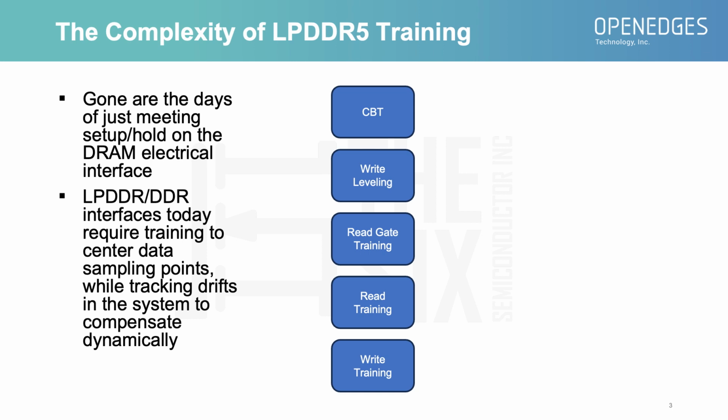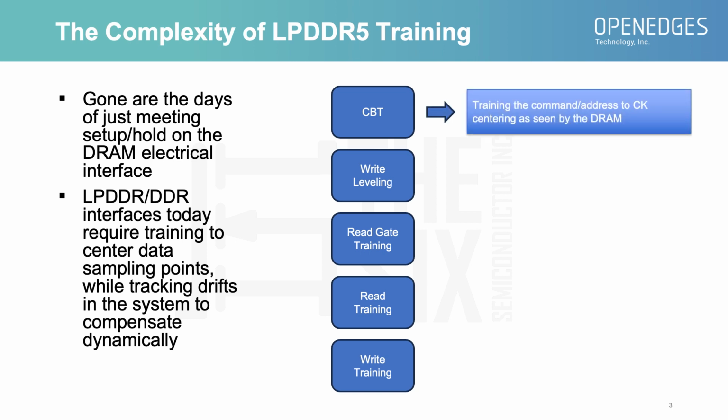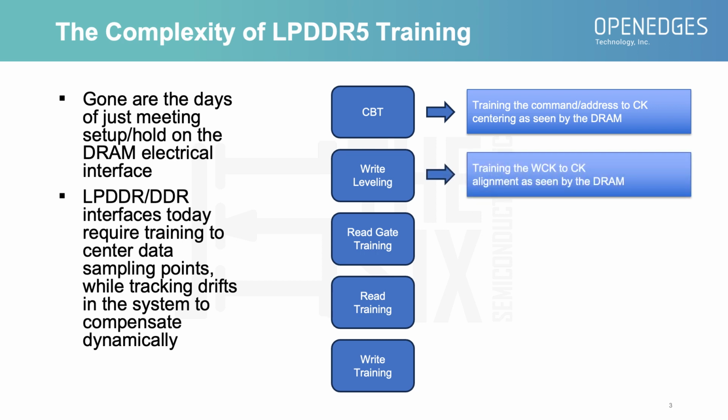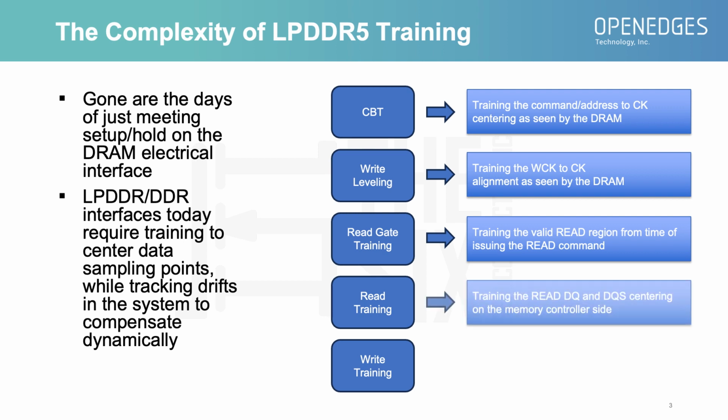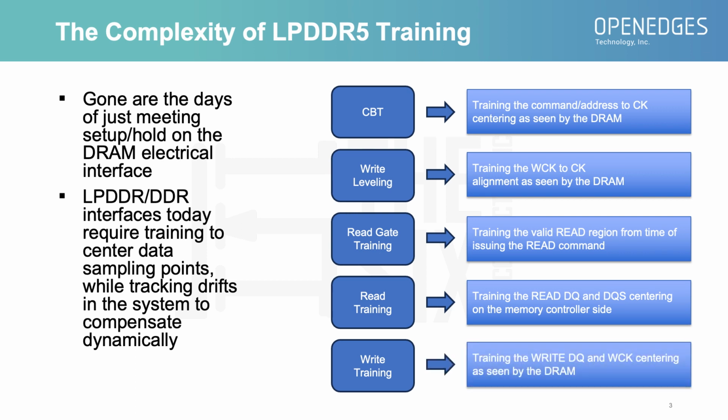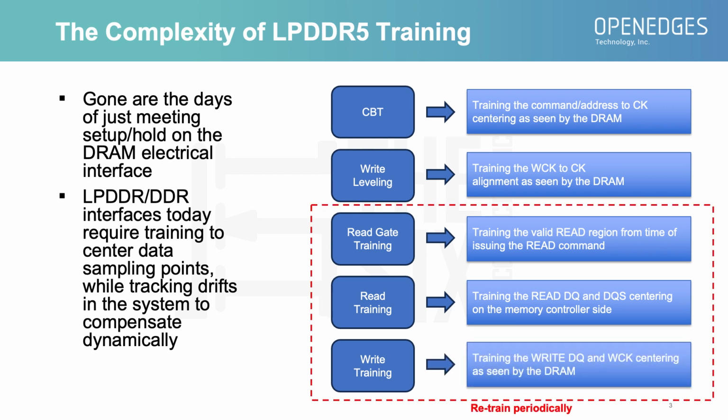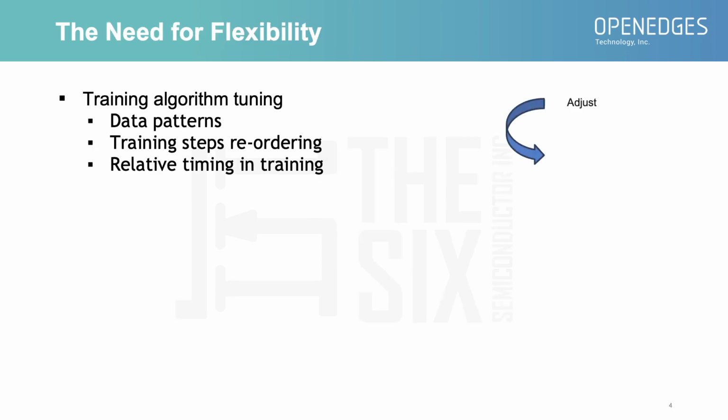As an example, in LPDDR5, we have many levels of training, starting with command bus training, which implies aligning the command bus to the CK; write leveling, which aligns the write clock to the CK; read gate training, which identifies the valid window for the read burst; and of course, centering the eye for read and write. On top of this complexity, we have to do this periodically, sometimes to minimize the traffic stop or not stopping traffic at all.